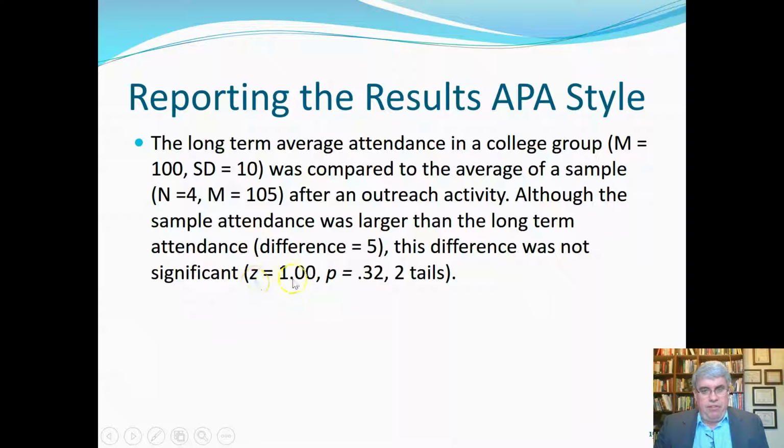So that's why we put all this in the parentheses, to let people know exactly how much we can trust this result of the difference of 5. And because the P value is so high, we can't really trust it because it could have happened by chance real easily.